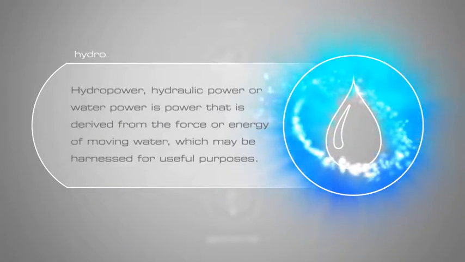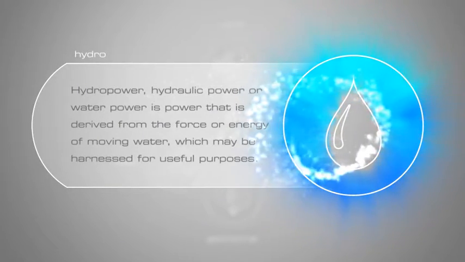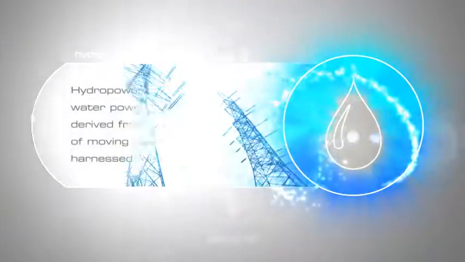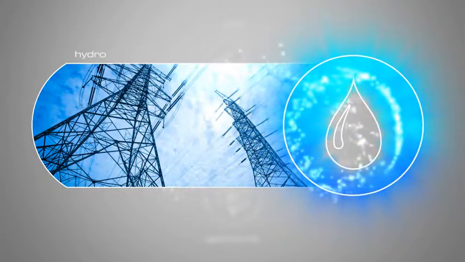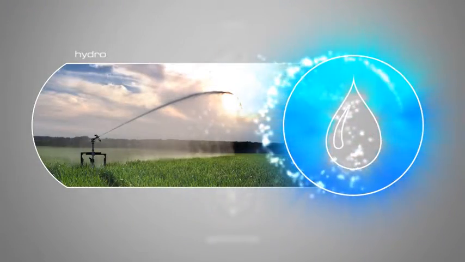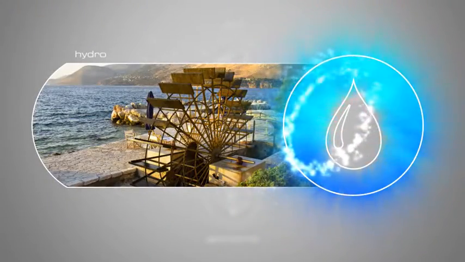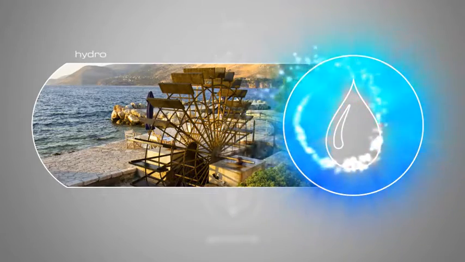Hydropower, hydraulic power, or water power is power that is derived from the force or energy of moving water, which may be harnessed for useful purposes. Hydropower can be used for the generation of electricity, for irrigation, and operations of various machines such as water mills, textile machines, sawmills, dock cranes, and domestic lifts.